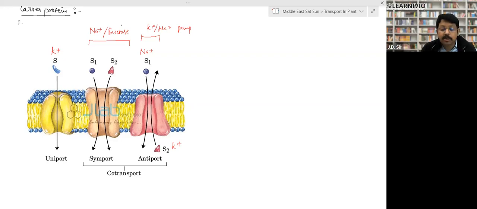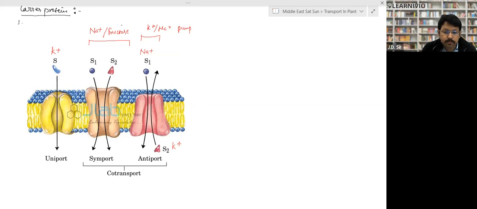In the symport method of co-transport, both molecules cross the membrane in the same direction at the same time.